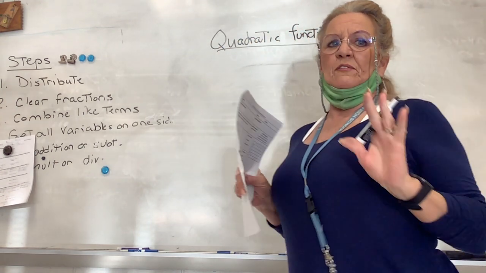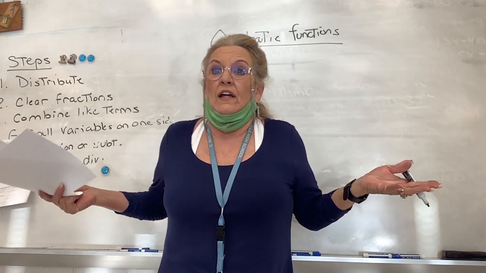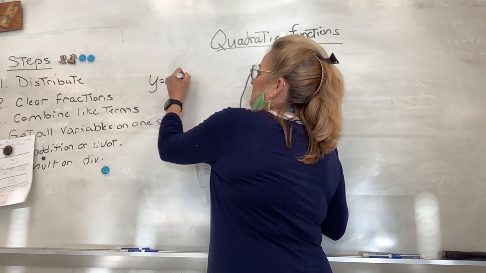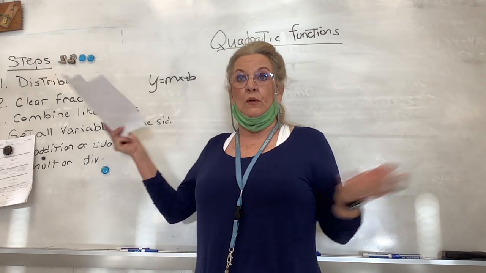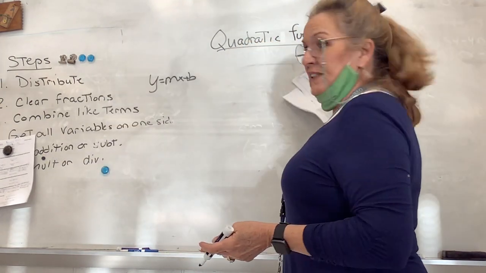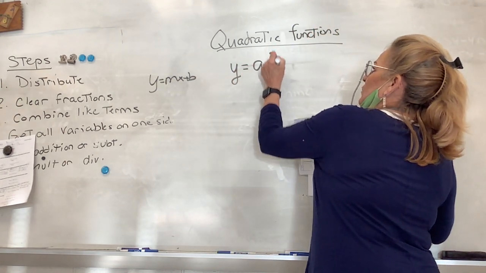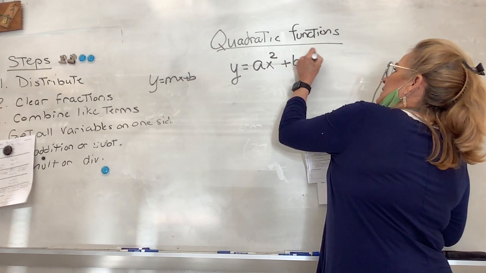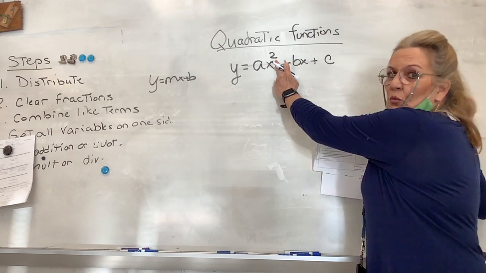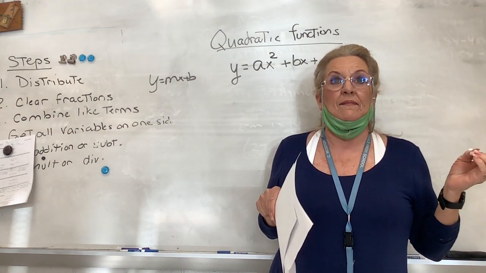Quadratic functions. The first and foremost, the biggest thing you need to know is the standard form. What do they look like? Because we know the linear functions, we were used to seeing y equals mx plus b. We knew that was linear. We have a slope, we have a y-intercept. What represents quadratic is y equals ax squared plus bx plus c. This is quadratic because I have a squared term. If you have a squared term, that is quadratic.